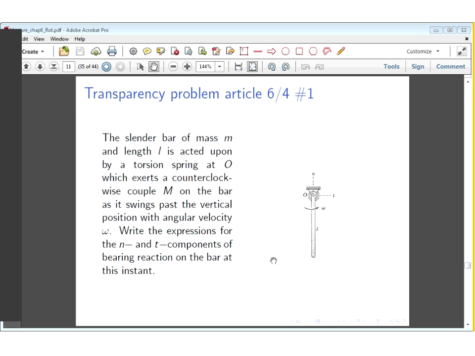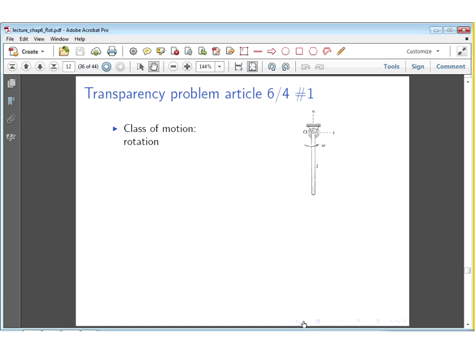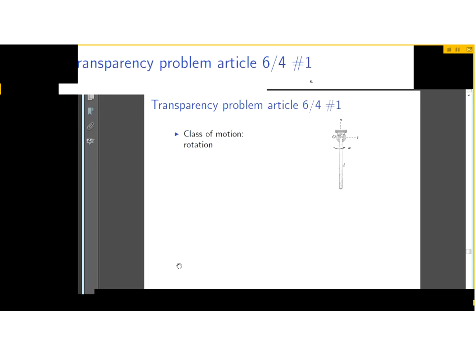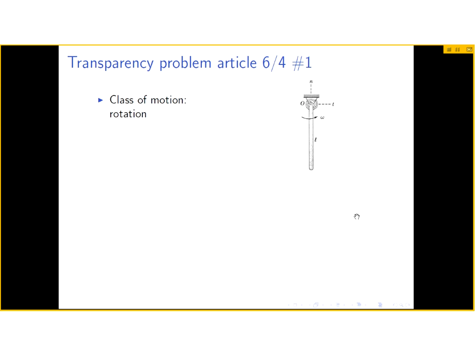Let's continue reading the problem statement. Write the expressions for the n and t components of bearing reaction. Probably should be of the bearing reaction at the bar, or on the bar at this instant. In other words, the reactions at point O on the bar at the moment that the bar is in the vertical position.